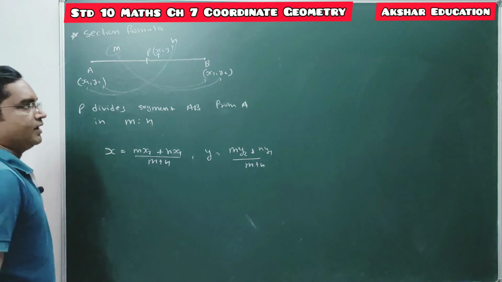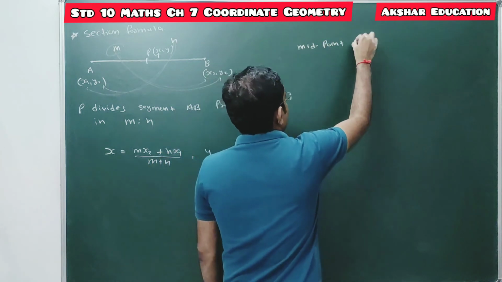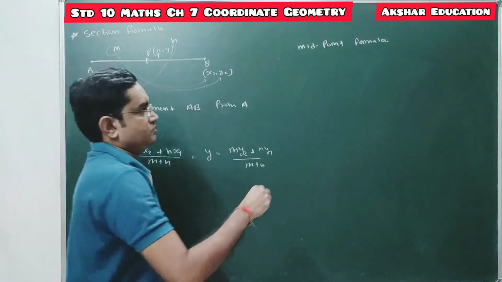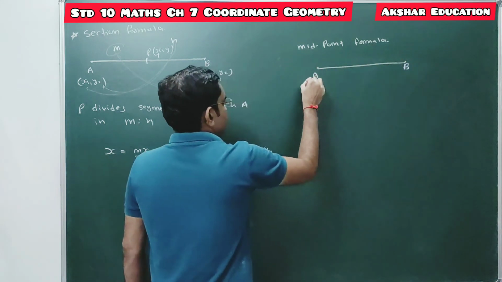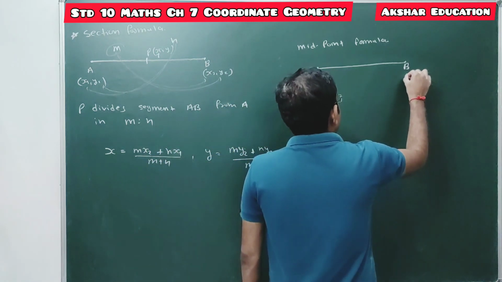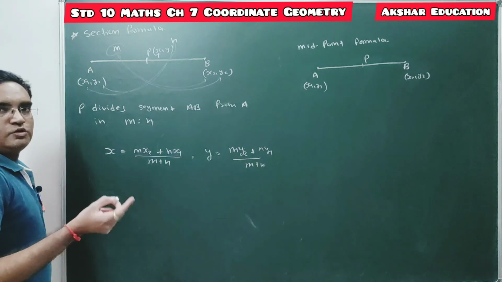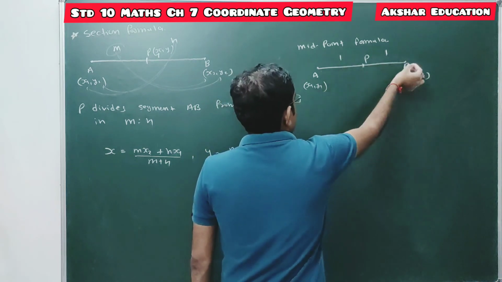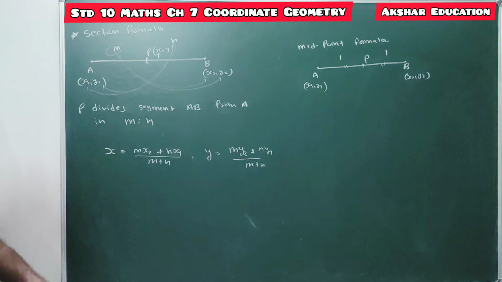One more case for the section formula is the midpoint formula. So midpoint formula is a special case of section formula. How? So this is line segment AB whose endpoints are A and B, with coordinates of point A being x1, y1, and coordinates of point B being x2, y2, and point P divides line segment AB from A in the ratio m/n, or we can say in the equal ratio 1:1, or P is at equal distance from A and B. So here point P is known as midpoint of line segment AB.